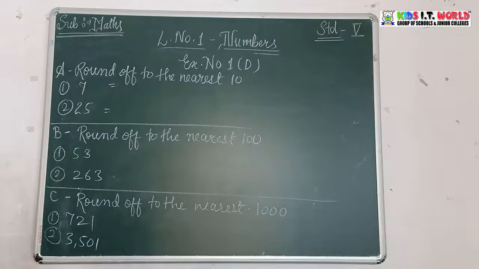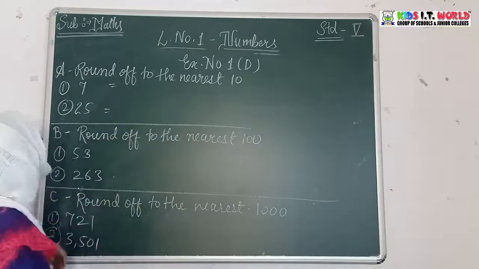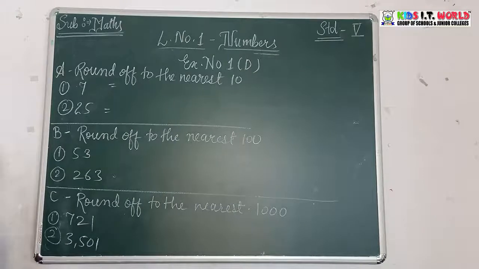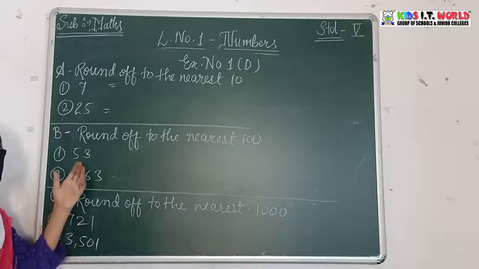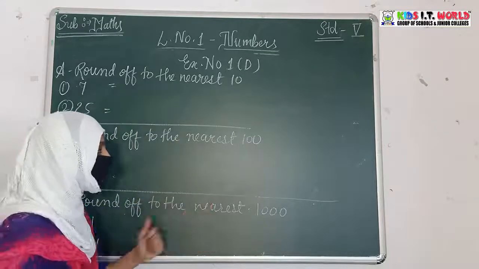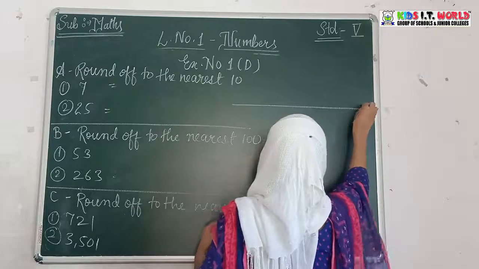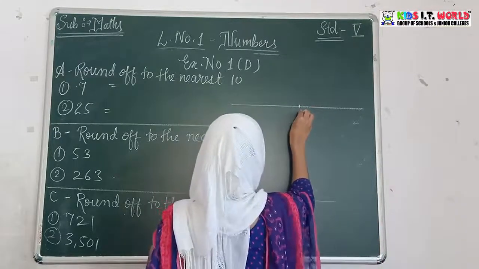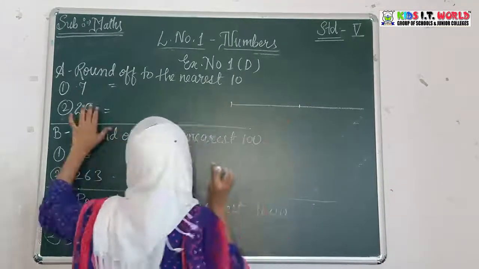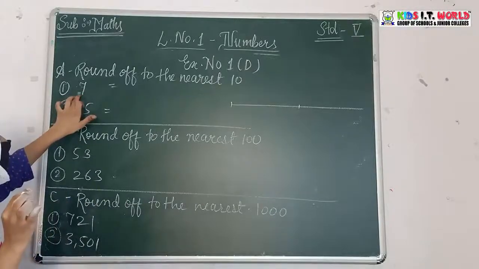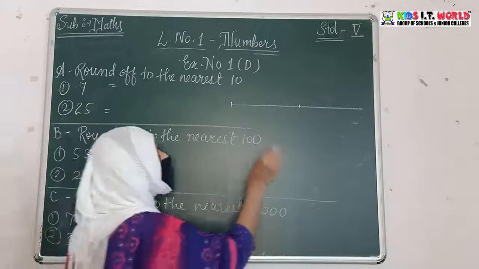Now students, in the next exercise, firstly we have to see the next topic, that is rounding of values. In this exercise we have to round the values to the nearest tens, hundreds and thousands. For example, you have to find the round of value nearest to the tens.